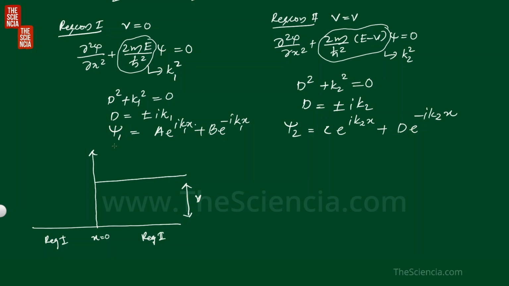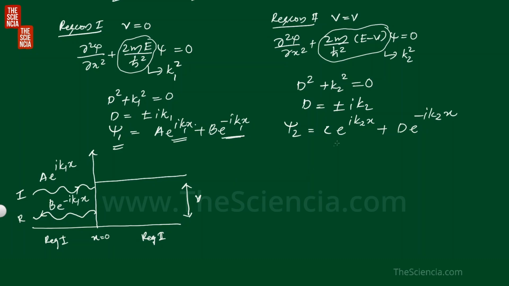Now, in region 1, we got the wave function ψ1 = A e^(ik1x) + B e^(-ik1x). Here e^(+ik1x) is a wave traveling in the positive x direction, that is the incident wave, A e^(ik1x). The second term, B e^(-ik1x), is a wave traveling in the opposite direction in region 1, that is the reflected wave.